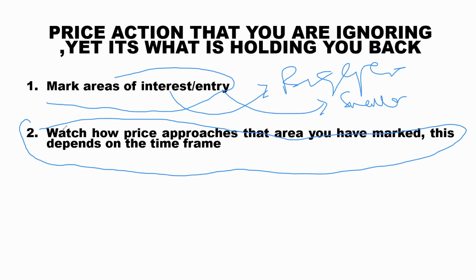The first one is you're going to mark your areas of interest or area of entry as usual. It doesn't matter whether you're using support and resistance or what we call order blocks. Some of you are using smart money concept, demand and supply, whatever method of trading you're using. But according to me, they are the same. People are just playing around with terms. Demand and supply is the same as resistance and support, just a difference in names or the terms being used.